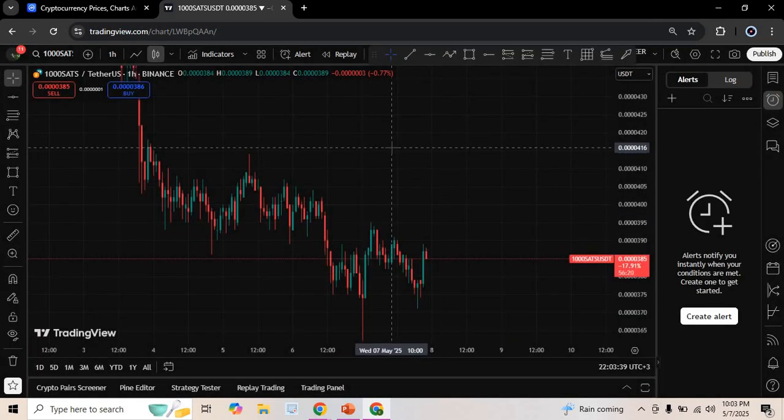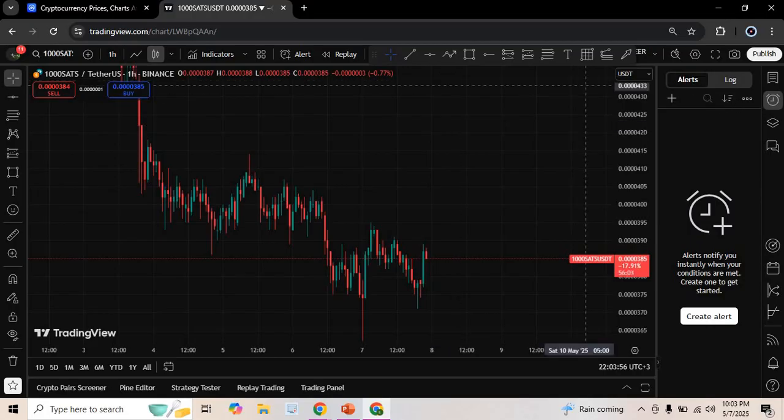So that's how basically an alert works. It is a tool that you can set up to alert you on a price that you are interested in. Alerts notify you instantly when your conditions are met. So in simple terms, that's what we are saying.